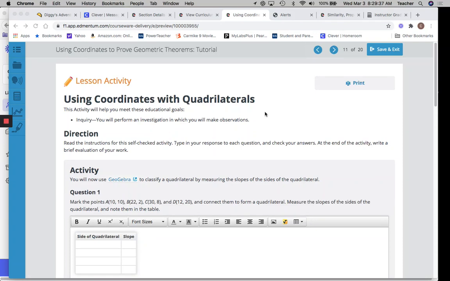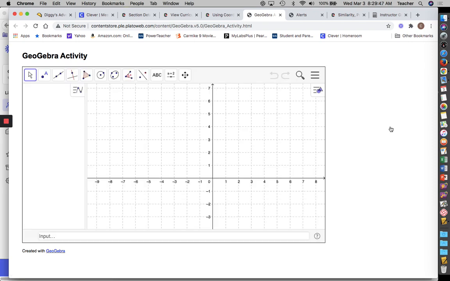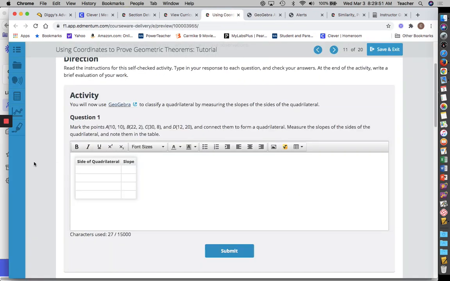Alright, you guys, so we're still using coordinates to prove geometric theorems. We've done triangles. This is slide 11 on a quadrilateral. So I'm going to open my GeoGebra and see if I get a blank or if I get a quad. I'm going to get a blank. Okay. Alright, so it looks like I'm going to have to plot some points.